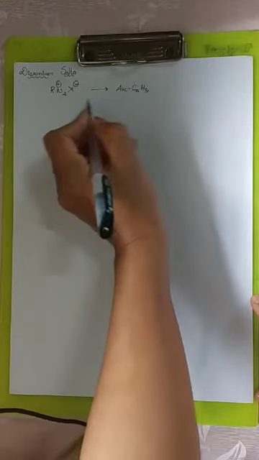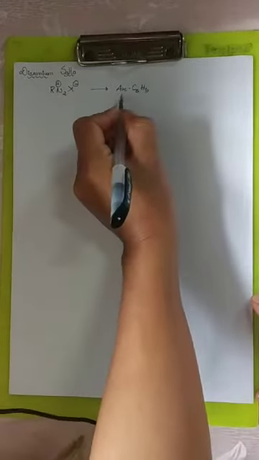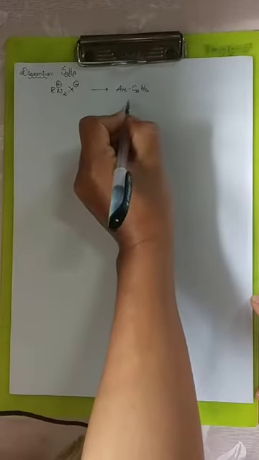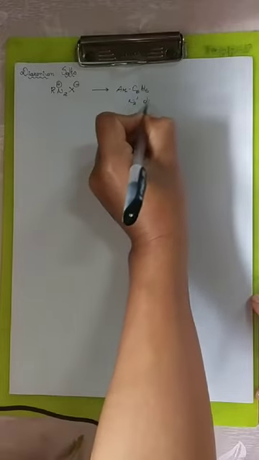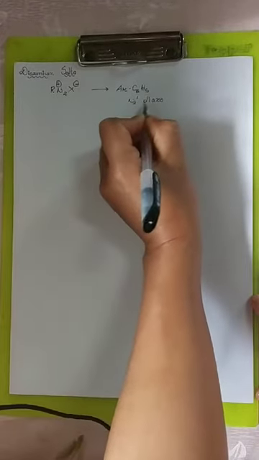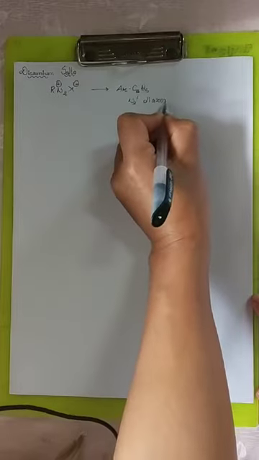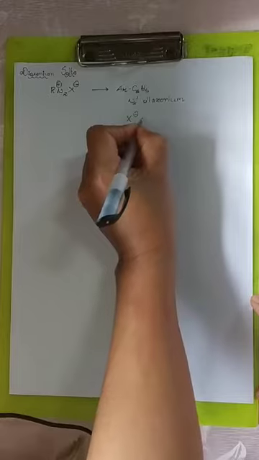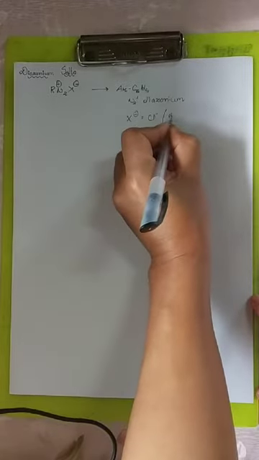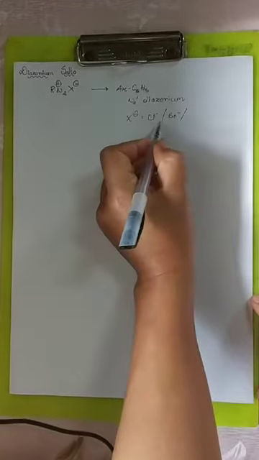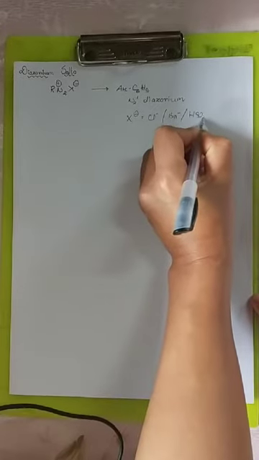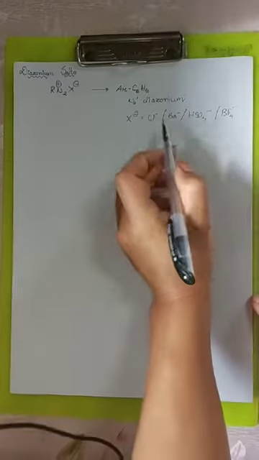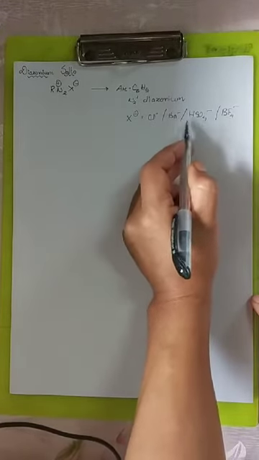Therefore, the formula is ArN2 plus X minus. This R will be our aryl, and N2 plus is known as the diazonium group: diazo means two nitrogen, and plus means nium. X minus can be chlorine, bromine, or not only the halogens but also HSO4 minus and BF4 minus. So X may be halogens or other anions.